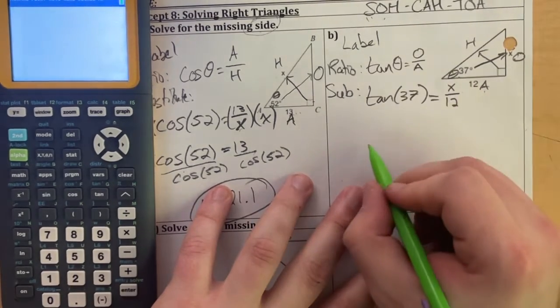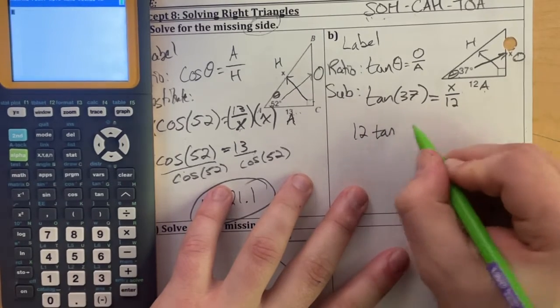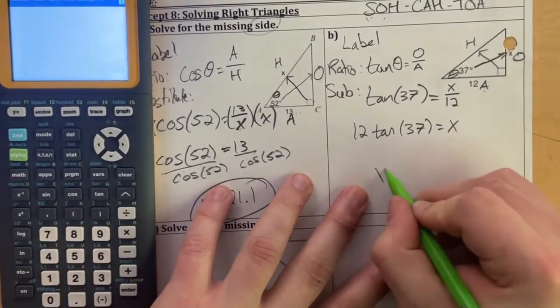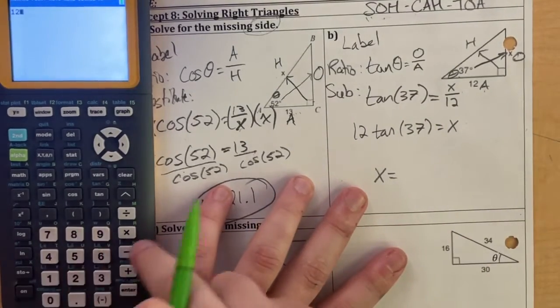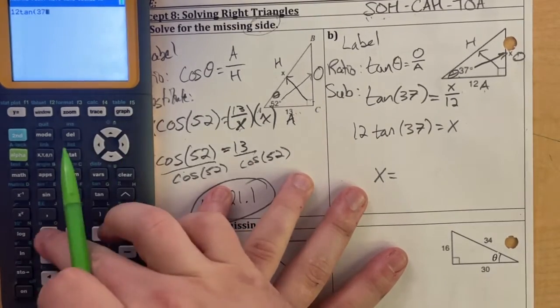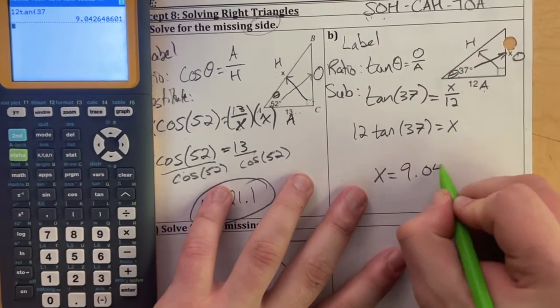To get x by itself, I have to multiply both sides by 12. So I have 12 times the tangent of 37 degrees is going to be equal to x. And so I can say x is equal to this value. Again, calculate carefully, make sure it's in degrees, so that way you don't get a different answer. So I'm going to say it's about 9.04.